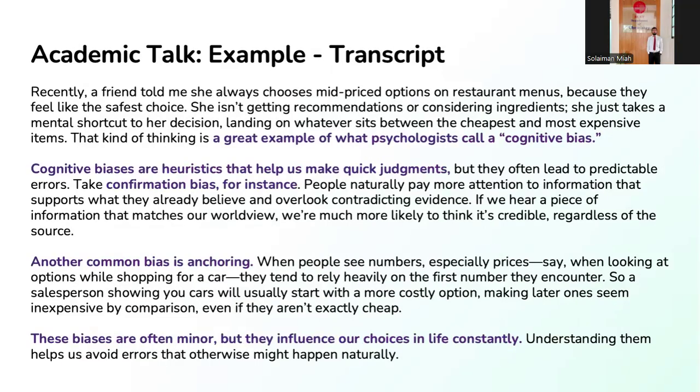Okay, here's the full transcript of the talk one more time, with some key parts highlighted. The professor begins with a real-life example about choosing mid-priced items on a menu, but notice that's not the whole topic. She just uses that example to introduce the idea of cognitive biases, then moves on to explain two specific types, confirmation bias and anchoring. She ends by noting that although these shortcuts are small, they influence our choices constantly. This structure makes it easier to see that the talk's overall purpose is to explain how mental shortcuts shape decision-making.